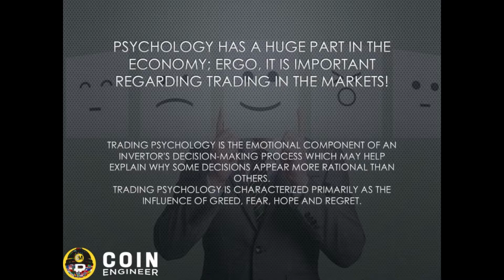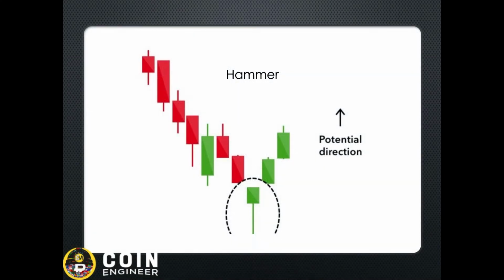Now let's start with our first candlestick pattern, hammer. The hammer candlestick pattern forms a short body with a long wick found at the bottom of a downtrend. A hammer shows that there were selling pressures during the day and eventually some buying pressure will drive the price back up.